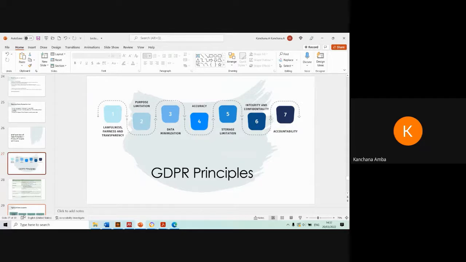Then purpose limitation. You can't just hold data as and when you please, right? And data minimization. You must hold the minimum amount of data, right? Data has to be accurate, right? And storage also, you can't just hold it forever. And integrity and confidentiality, again a term that was there in the 2014 baseline security standards, right? So it's an important concept, and accountability. People who hold and process data are accountable for them, right?